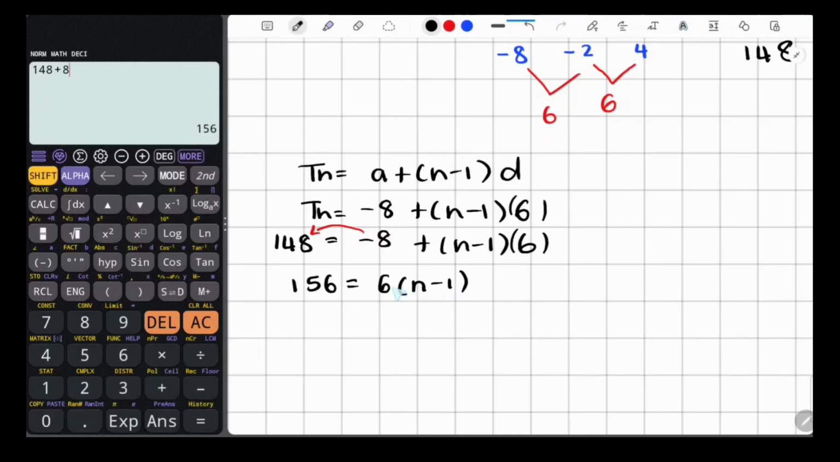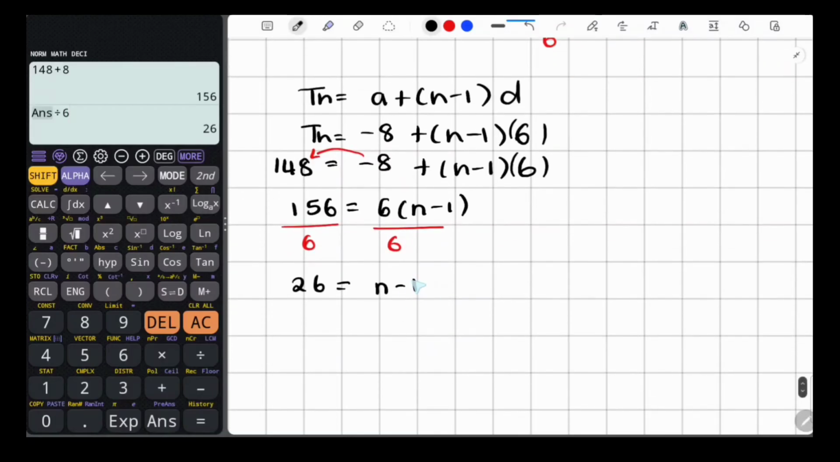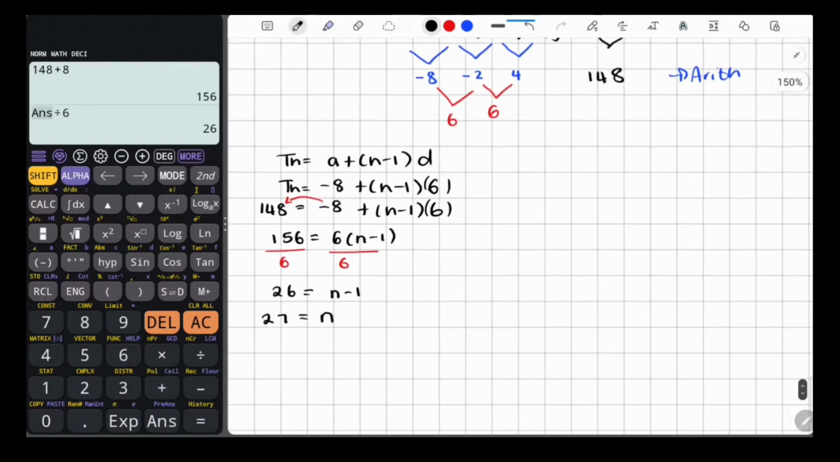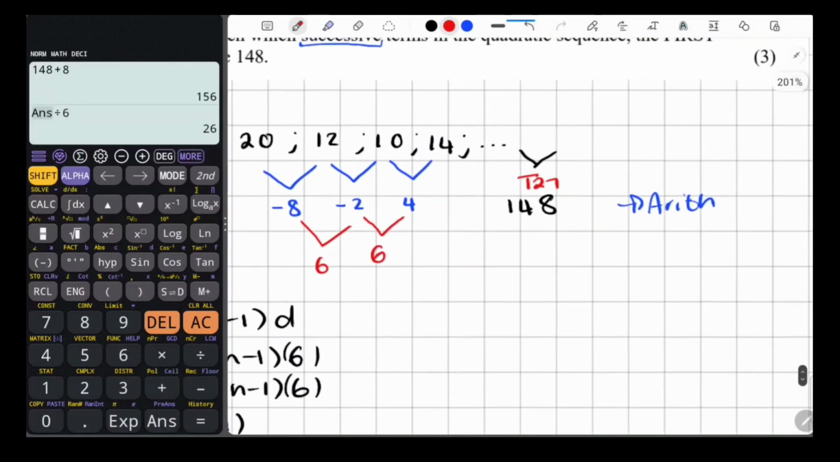We want to find n, so we can get rid of the 6 by dividing both sides of the equation by 6. What is 156 divided by 6? It's 26. So that gives us 26 is equal to n minus 1. If you take the negative 1 over, you get 27 being equal to n. So it means in the arithmetic pattern, this is the 27th term. This is T27. This is not the question.